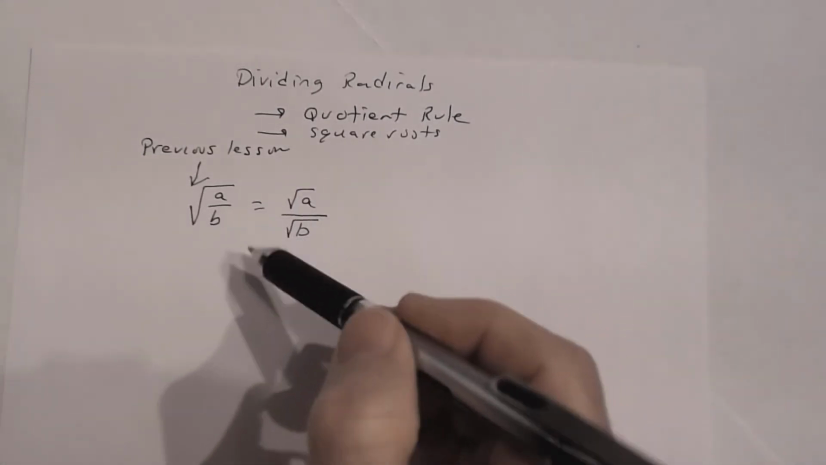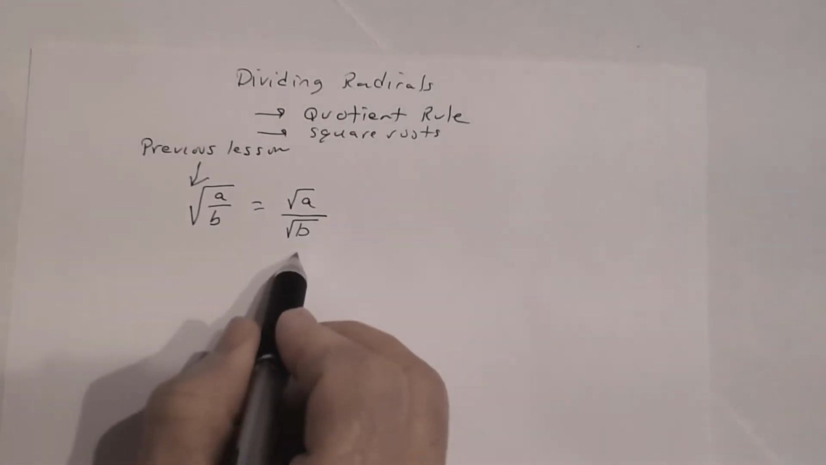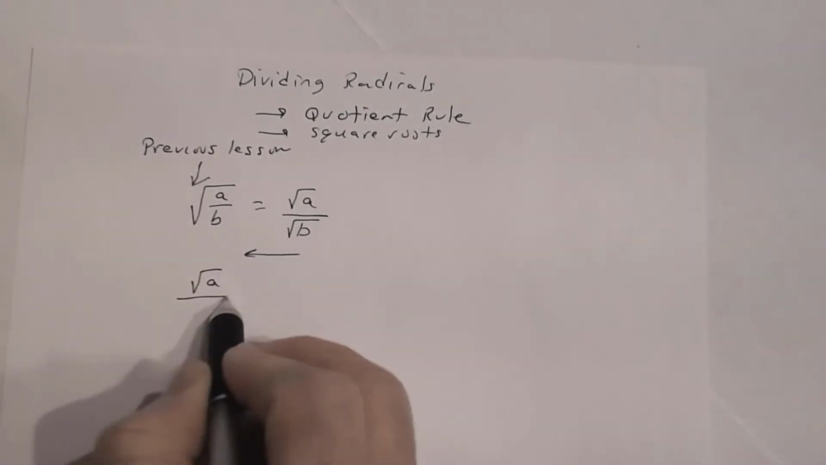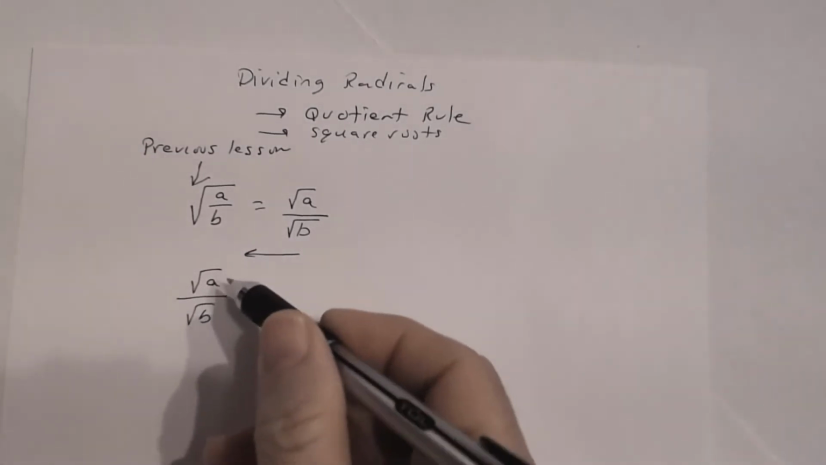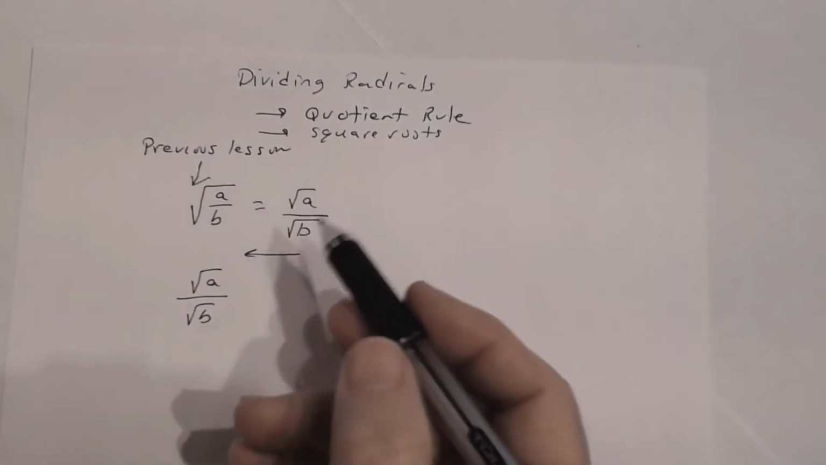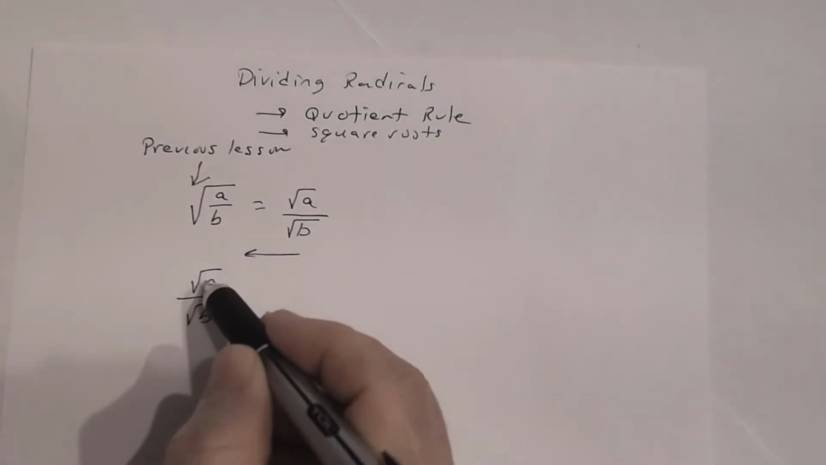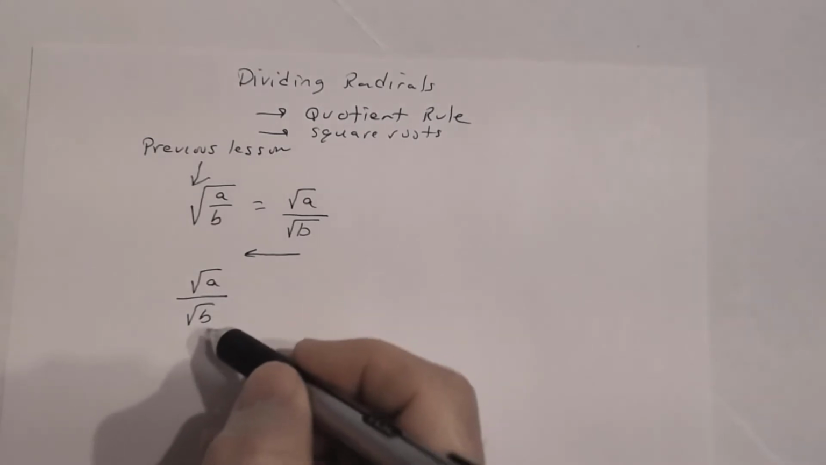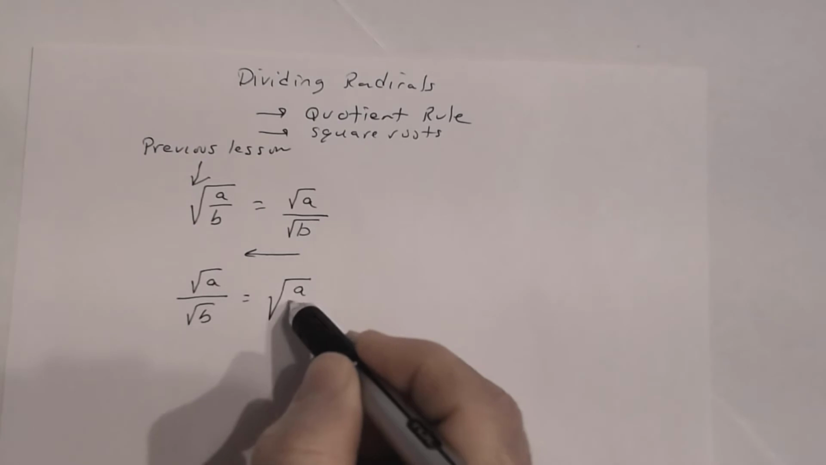Now, what we're going to do in this lesson is go backwards. Given the quotient of two square roots, the square root of the numerator divided by the square root of the denominator, and it doesn't have to be square root, it could be cube roots, fourth roots, fifth roots, any kind of root would still apply here. The square root of a divided by the square root of b, I can write as one square root: the square root of a divided by b.